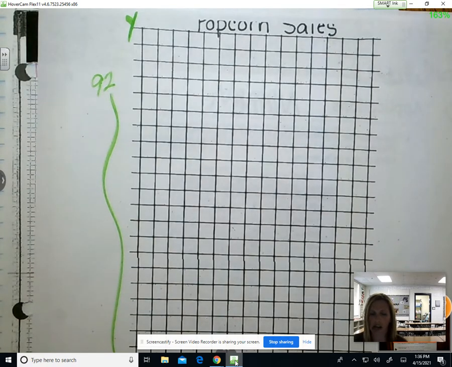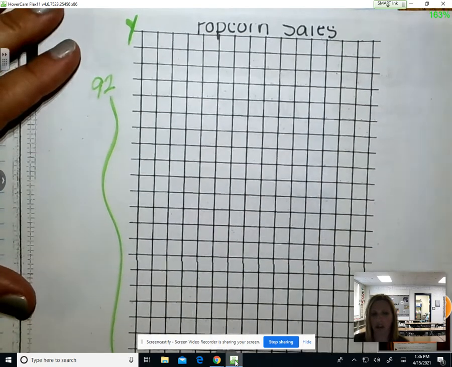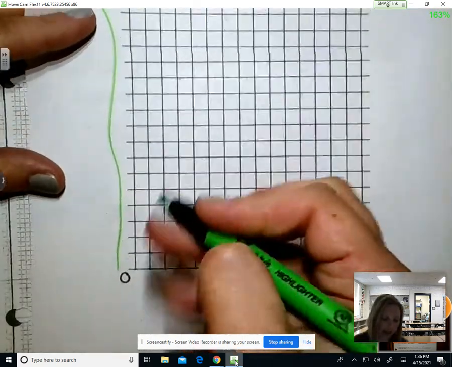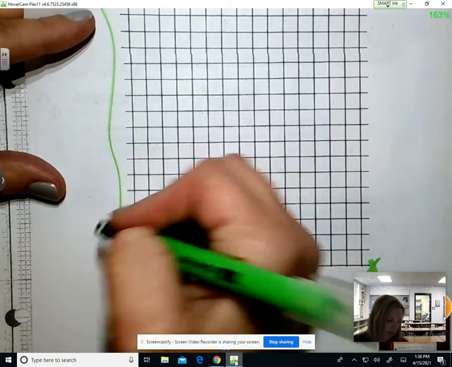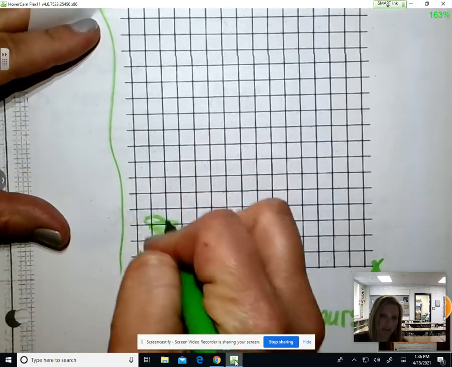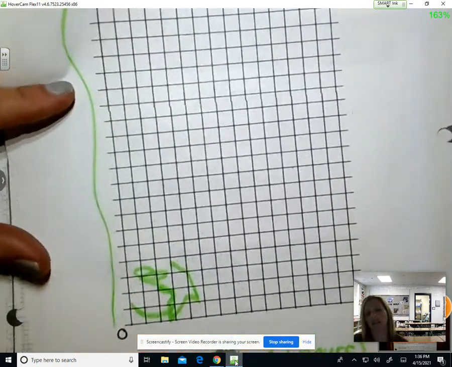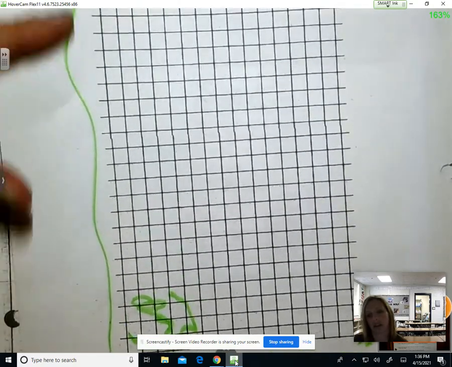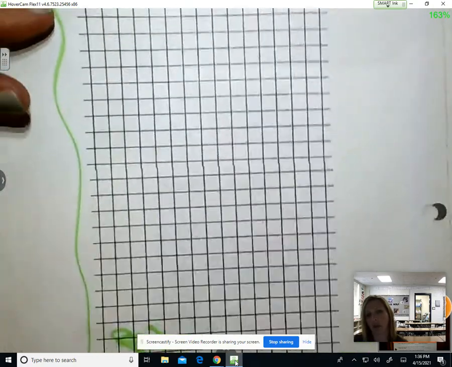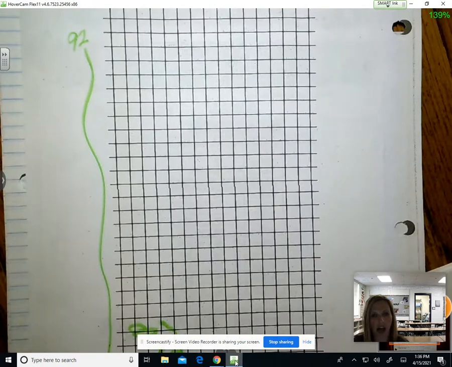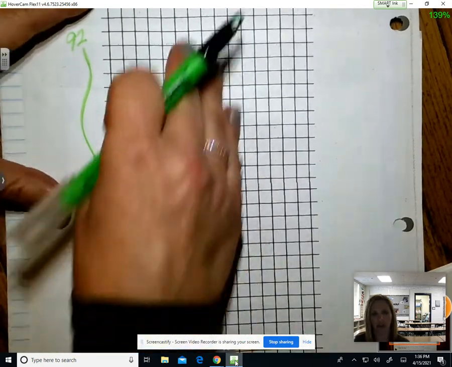We talked in class about using as much of your graph as possible. So please don't number it by 20s or 50s and only use this portion of your graph. I want to see your graph tell the story of how many bags of popcorn were sold, and I want it to take up a majority of your graph.